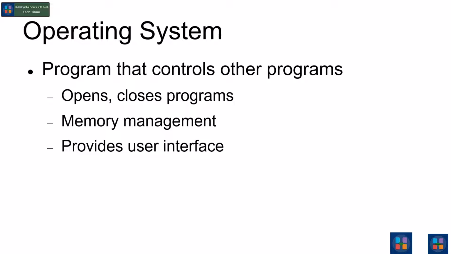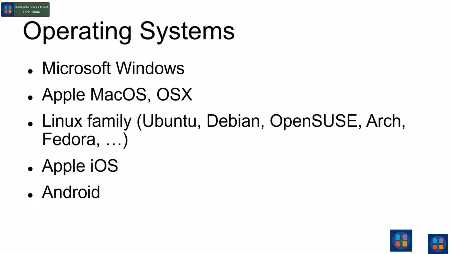So it is probably the most important program that's running on your computer right now. So that is also software that you're using on top of your web browser and mouse pointer software and all that kind of stuff. So here's a few operating systems. There are many operating systems out there. Microsoft Windows, Apple Mac OS or OS X.